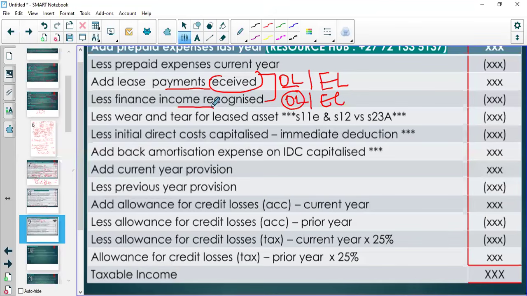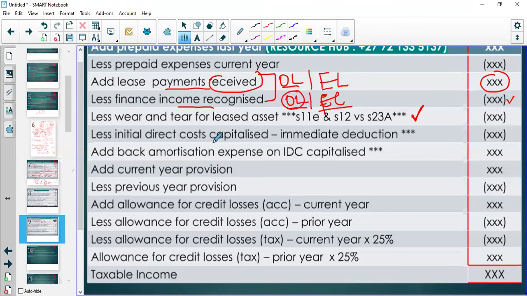This finance income recognized will be in the profit or loss, but for tax purposes, you need to exclude it. You are taxed on the actual amounts received. Right, that applies to both the operating lease and the finance lease. Then the wear and tear, obviously, this one applies to the finance lease.